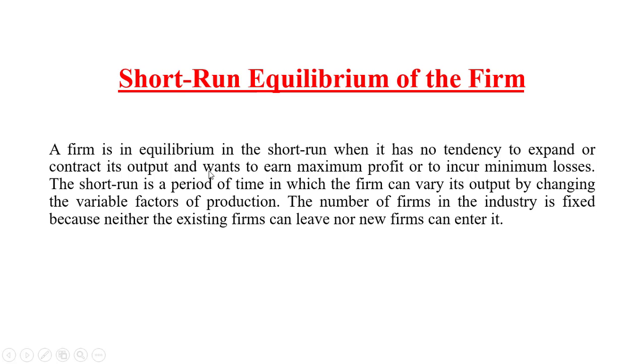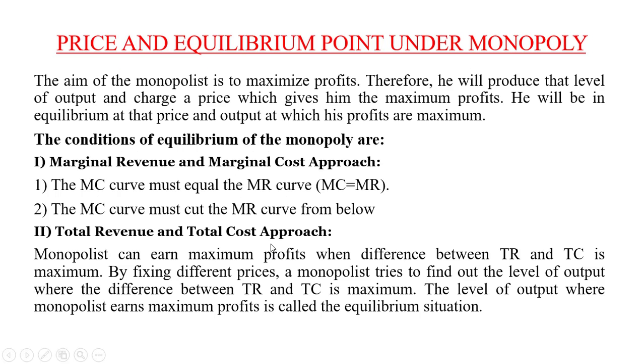So in this short run, there is always a tendency that the firms cannot leave the market and cannot enter the new market, because in the short run the industry is fixed in nature. Okay, next is price and equilibrium point under monopoly.